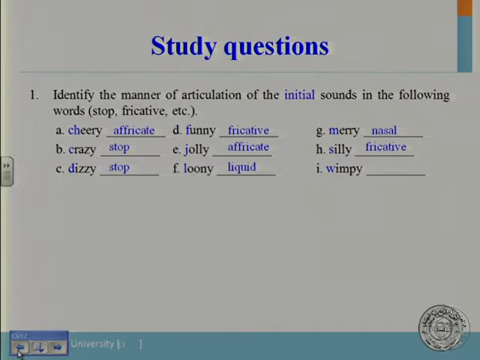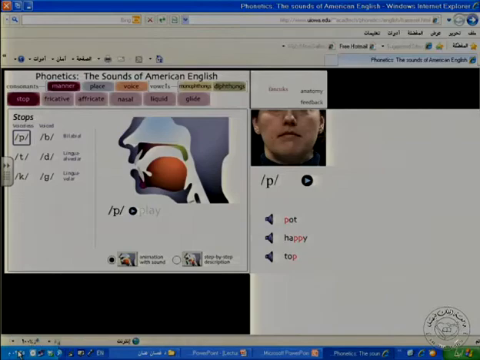We have only w and y. Now, these are some questions about this chapter. I hope that they are very useful for you. Before I move to the vowels, this website is an excellent website, and it will help you practically to understand and to know what exactly happens in the mouth when pronouncing some sounds.